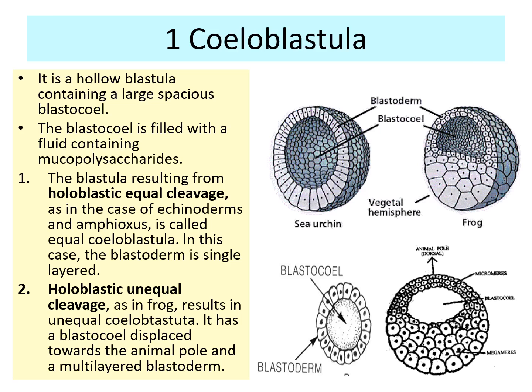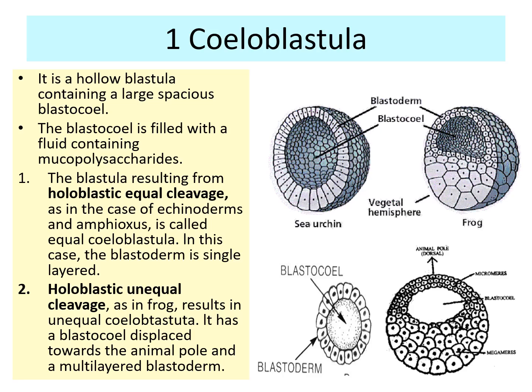In the first case, all the cells are of equal size. It is holoblastic equal cleavage. Examples are echinoderms and amphibians. Second, unequal cleavage, is seen in the case of the frog. Here, the unequal coeloblastula is formed.